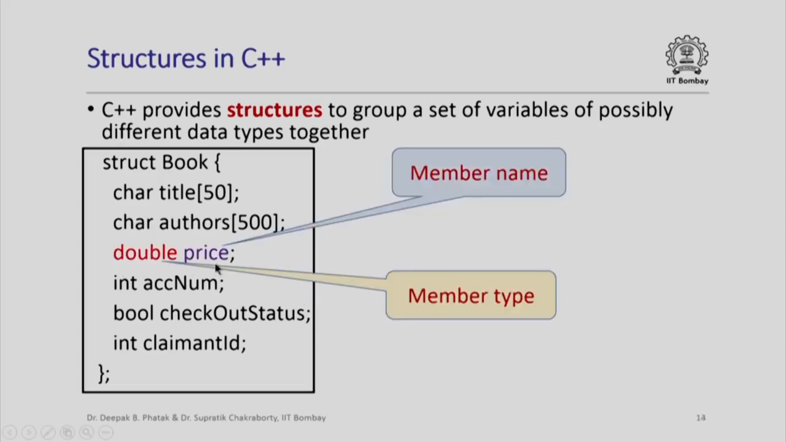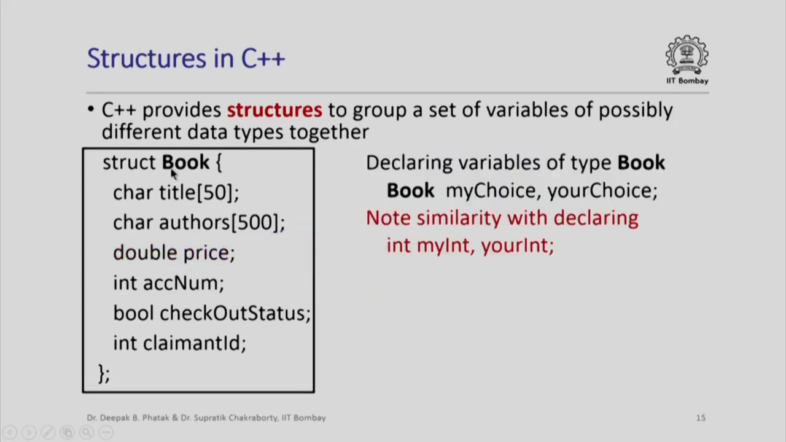Now a member of the structure has two parts: a member type and a member name. So here price is the name of a member of data type double, and as I just said, we could declare variables of this structure type book. So here I am declaring two variables, my choice and your choice, of structure type book, and note the similarity with declaring two variables, my int and your int, of data type int.